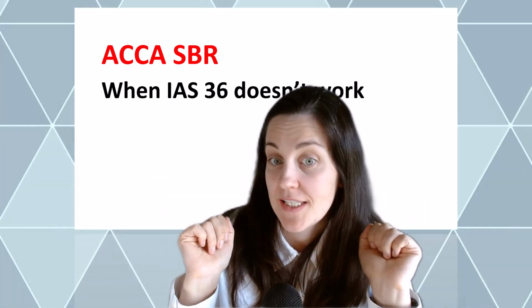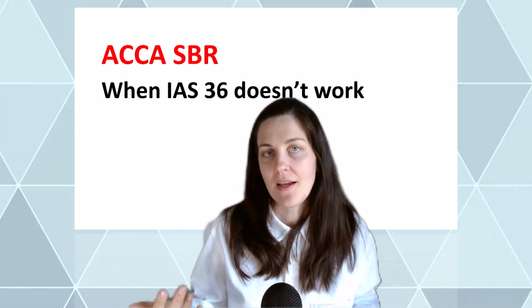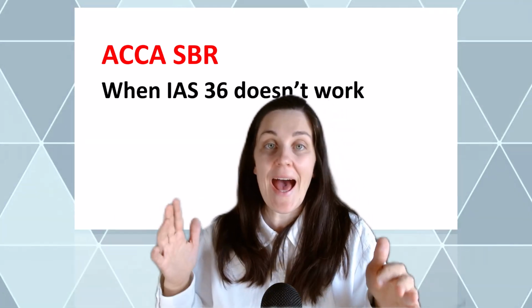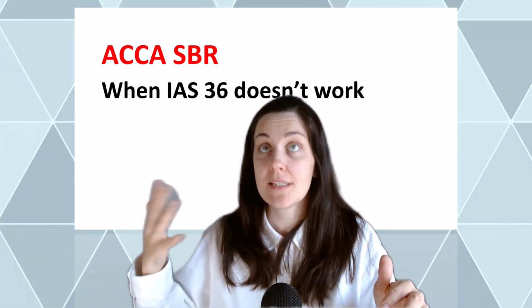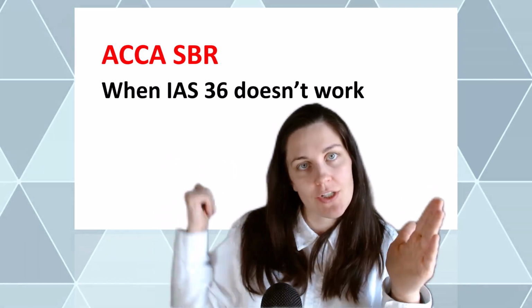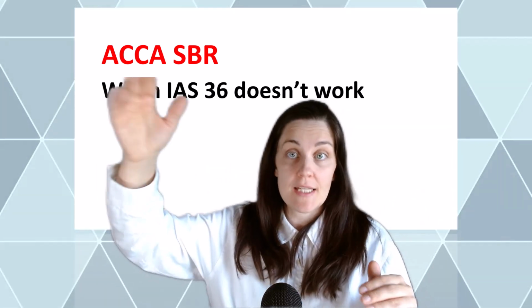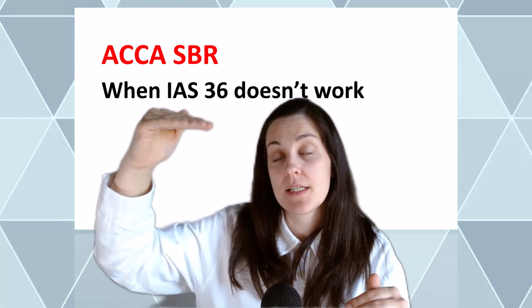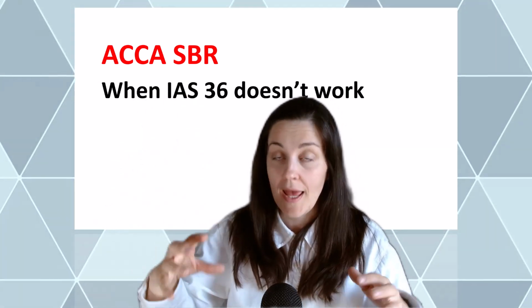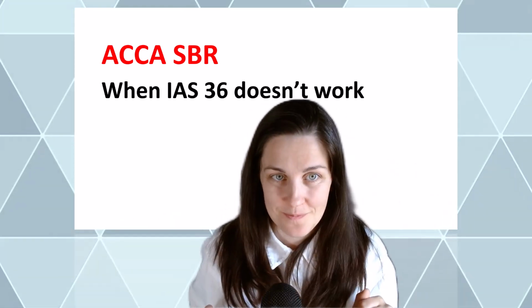When IAS 36 Impairment of Assets is not applied. IAS 36 tells us that we need to test assets for impairment when there are signs of impairment. They could be internal, so for example, a forklift crashed into the wall, or external. For example, the interest rates have risen. That makes discounted cash flows lower. That makes value in use lower. And that could lead to recoverable amount being below the carrying amount.